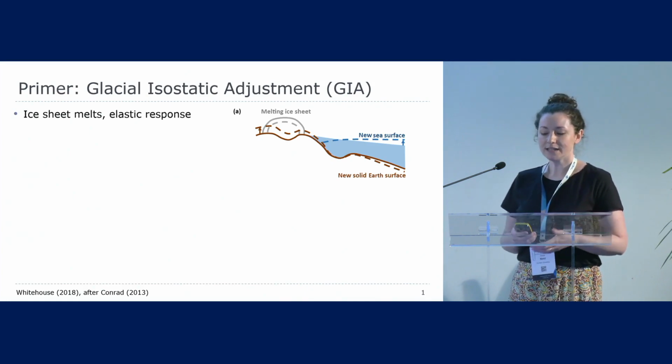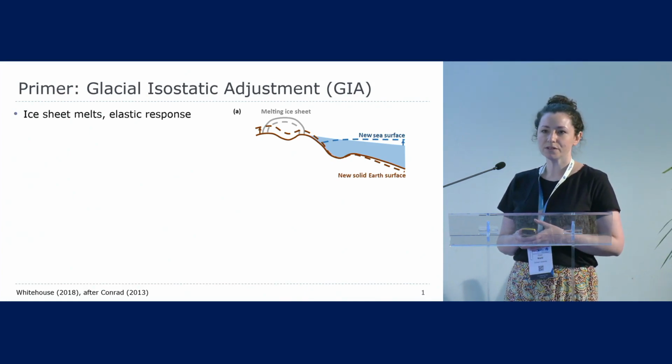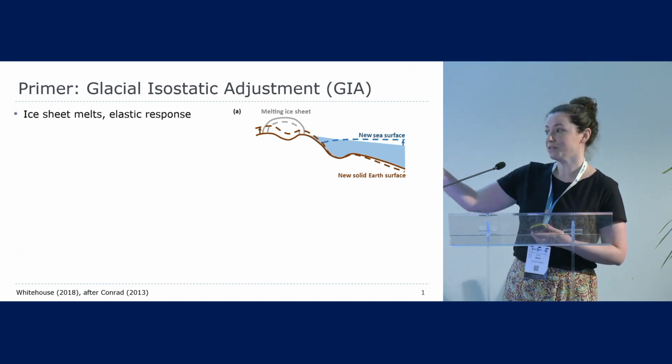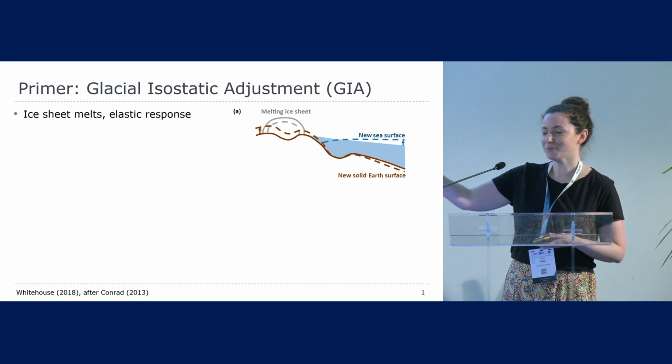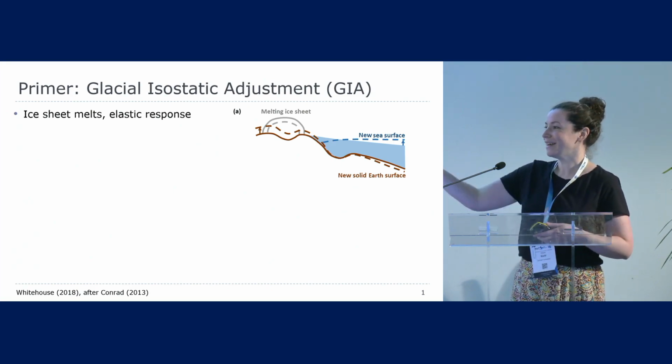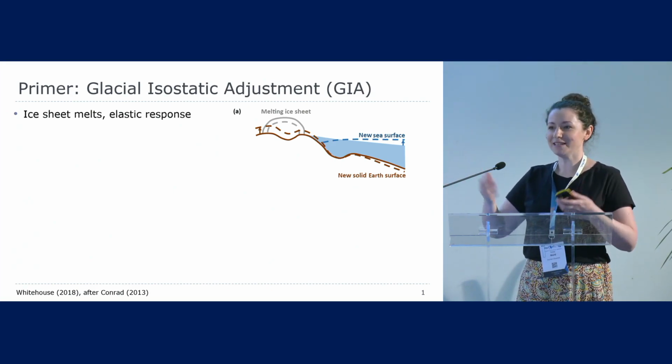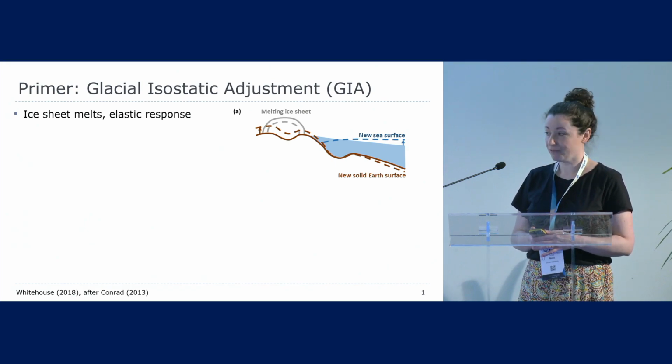So, glacial isostatic adjustment describes the response of the solid Earth to changes in ice sheets at the surface. As an ice sheet melts, we see an immediate elastic response of the solid Earth, much like if you were sat on one of these, well, we call them space hoppers, I don't know what you call them elsewhere. If you sit on one of these and get up, it immediately responds and regains its shape.